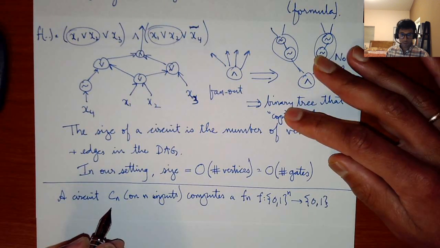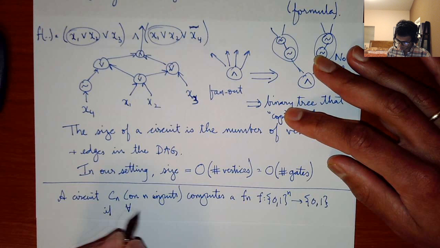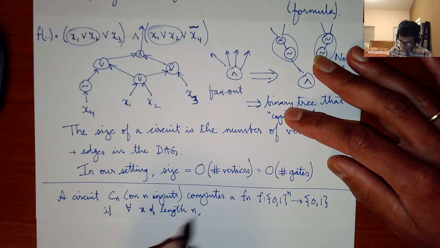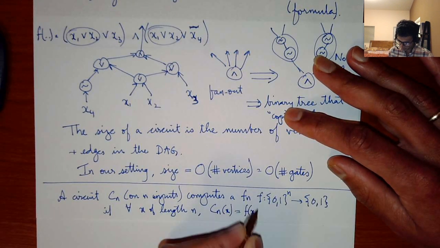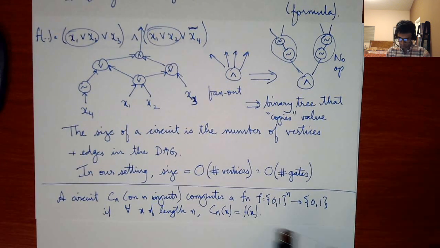A circuit computes a function if, for all x of length n, C_n evaluated on x is the same as f evaluated on x. This is just saying the obvious thing, that the circuit computes the function. And again, I mean a circuit that has a single output, that outputs a single bit. And in general, we can think of a circuit computing a more complex function where there are multiple outputs and it's all exactly the same. There is no difference.